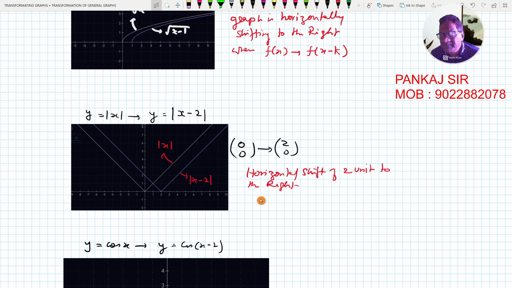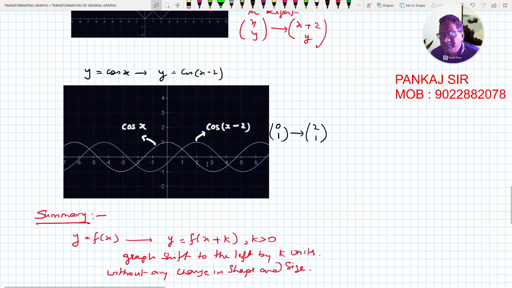And here you can see that in general, if you have x comma y as a coordinate, then it will be x plus 2, and y will remain invariant. The same thing you can see happening over here. Same way, the last example is cos x to cos x minus 2. Now you can see this white graph is of cos x, and this blue graph is of cos x minus 2. Now this is also an example of horizontal shift to the right.